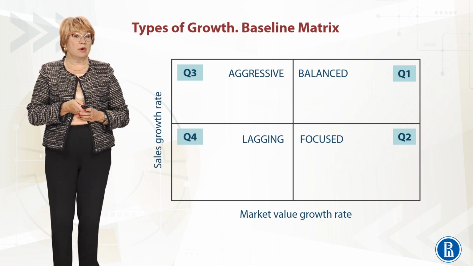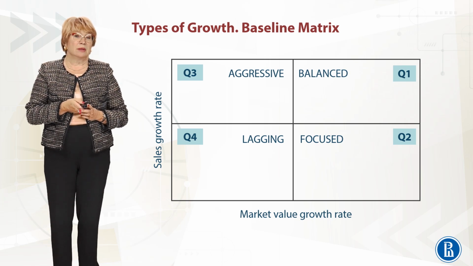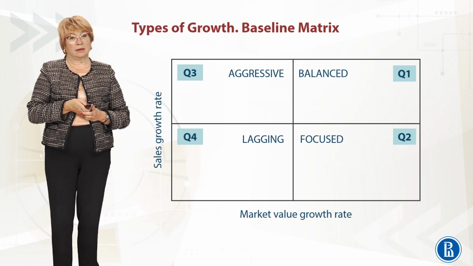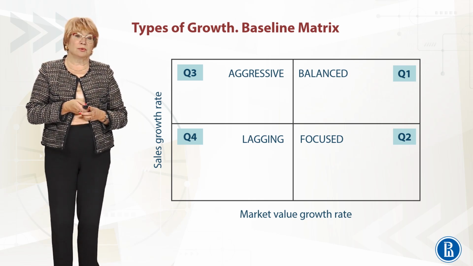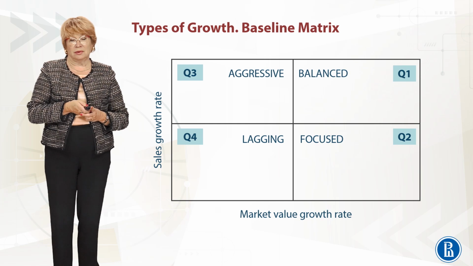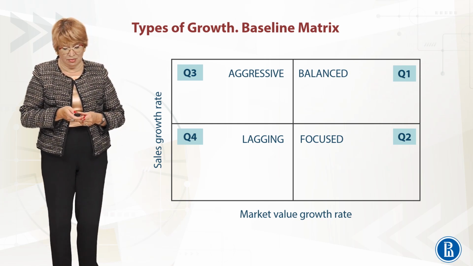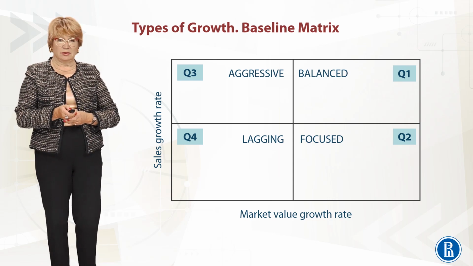And the Q4, as always in these types of matrix analysis, includes the companies which are at the bottom. They are lagging, they are behind in both dimensions. In terms of their product market, they are losing customers. And in terms of their position in the capital market, they are not as attractive for the investors.